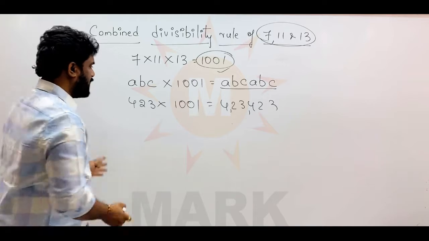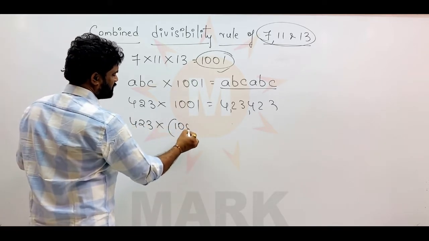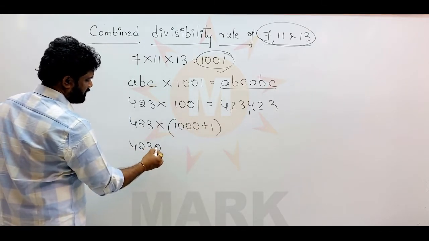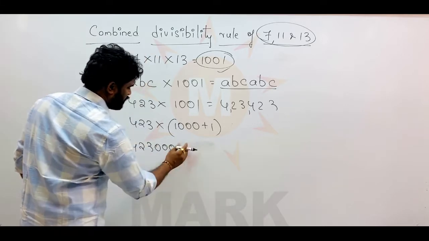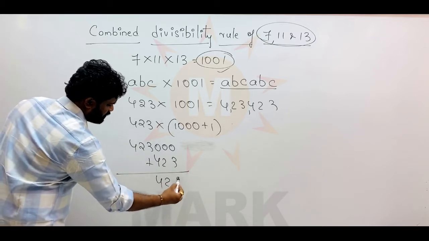How it is coming, I'll tell you. Very simple: 1001 can be written as 1000 plus 1. So 423 times 1000 plus 423, I can write this plus 423 here. So obviously it is 423, 423.